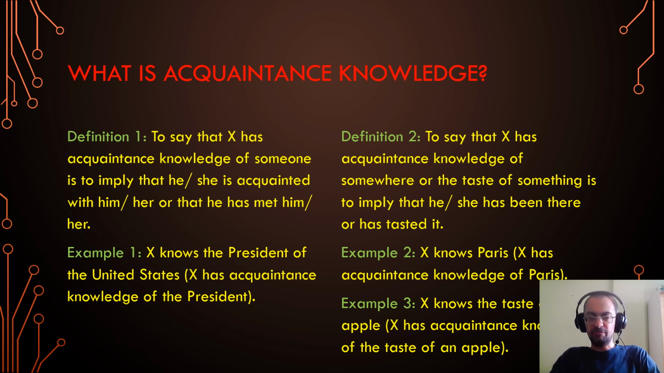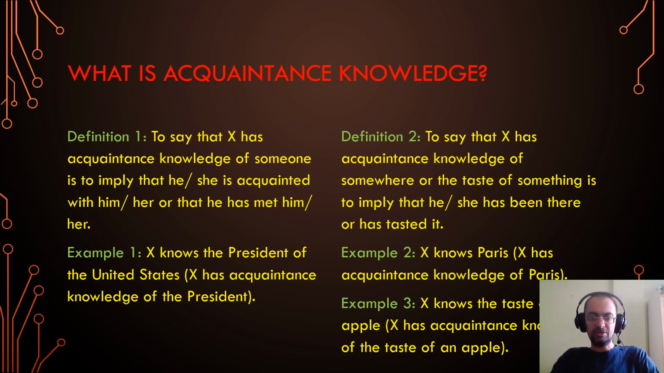For example, in definition 2, we can say that to say that X has acquaintance knowledge of somewhere or the taste of something is to imply that he has been there or has tasted it. Example 2. In order to understand definition 2, we have used two examples here. Example 2: X knows Paris.